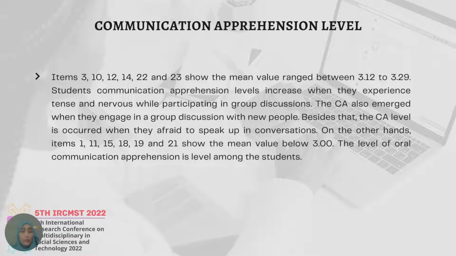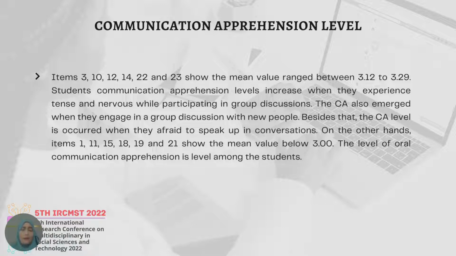Next, items 3, 10, 12, 14, 22, and 23 show a mean value ranging between 3.12 and 3.29. Students' communication apprehension levels increase when they feel tense and nervous while participating in group discussions. The CA also emerged when they engage in a group discussion with new people. Besides that, the CA level occurred when they are afraid to speak up in conversations.